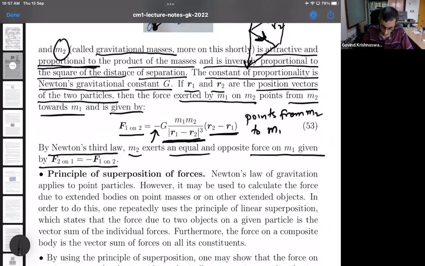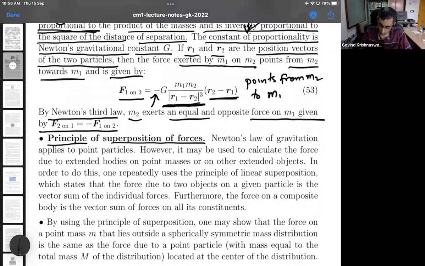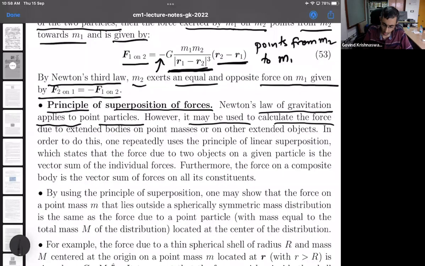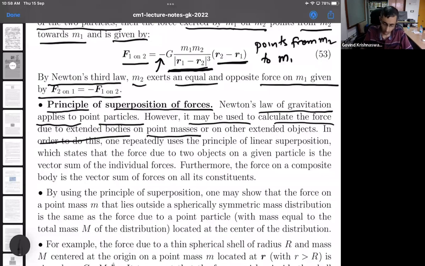Now, I told you last time this superposition principle of forces. It is very useful. Let me briefly indicate one use of it. So Newton's law of gravitation, as I mentioned above, applies to point particles. However, it may be used to calculate the force due to extended bodies on point masses. You may have an extended body like a sphere, and you want to know what force it exerts on a point mass. Or you may want to know the force due to a point mass on an extended body. Or you might want to know the force between two extended bodies. All these possibilities are there.